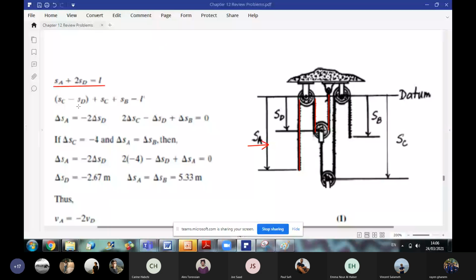Now, for the second cord, you have the first part here, which is SC minus SD. Then you have plus SC, and finally plus SB. So this will give you the equation for the second cord. Now you can get the relation between velocities.